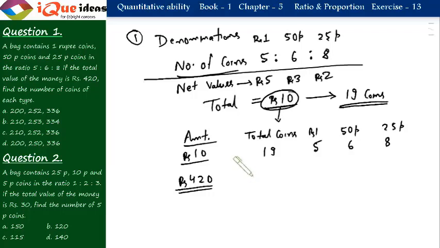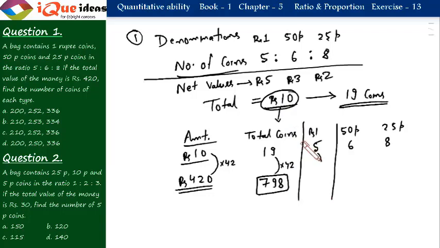As you can see, 10 times 42 is 420. So every value here will get multiplied by 42. So 19 multiplied by 42, see what happens. It will become 840 minus 42. So it is 798 is the total number of coins. Right? If you want to find directly the 1 rupee coins, 5 multiplied by 42, it will give us 210 coins.